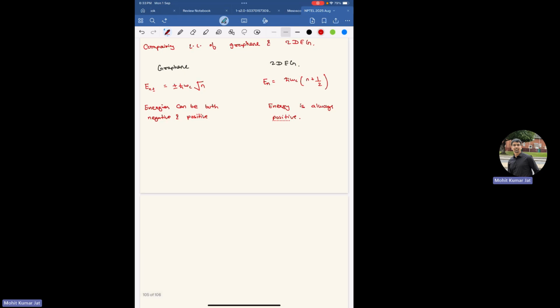Then Landau levels are not equally spaced. What do I mean? I mean, if you subtract E n plus 1 minus E n, it won't be a constant number. It will depend on both n plus 1 and n. But in case of the 2DEG, Landau levels are equally spaced.